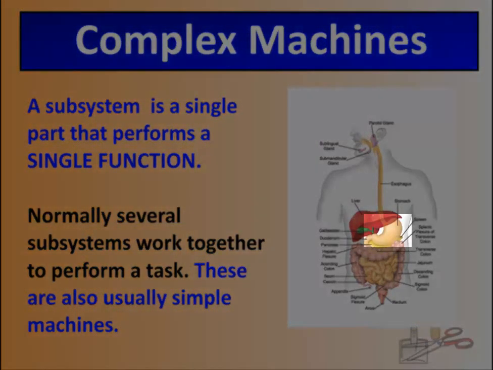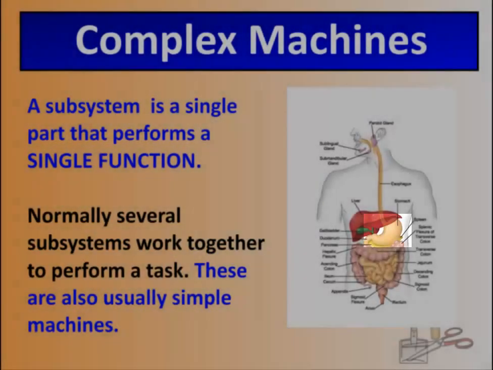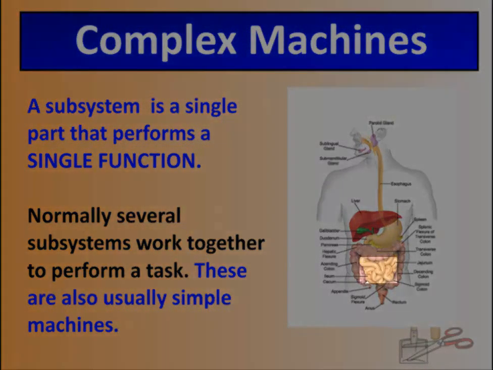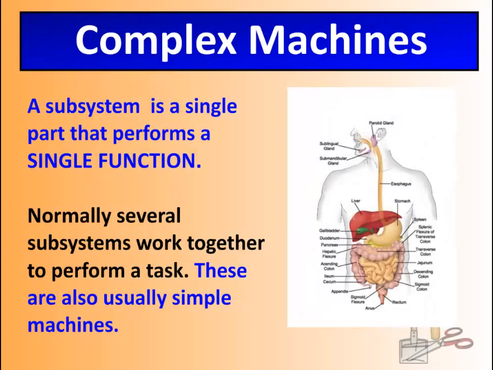That is a subsystem. So let's, for example, take a look at your stomach again. Your stomach has one job, that is to break down the food. Your small intestine has one job, that's to absorb all the nutrients available in the food. Your large intestine, one job, to absorb all the water. So what we call these individual parts that have a single function, we call that a subsystem. And several subsystems work together to perform a single task. And these usually make up a system or a simple machine.